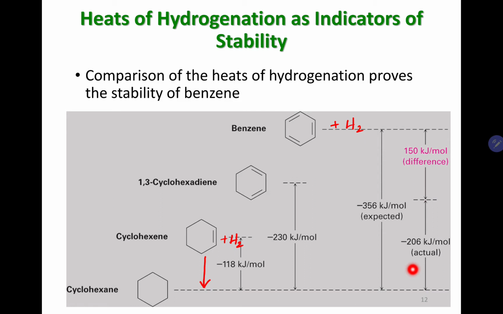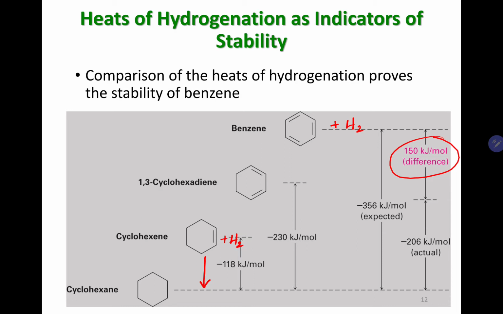But that is not the practical situation. We expect it to be releasing a lot of energy, but actually what we see is a lot less energy released during this hydrogenation reaction. We see around 150 kilojoules per mole less energy release. That means as compared to the theoretical expectation of the stability, benzene is 150 kilojoules per mole more stable.